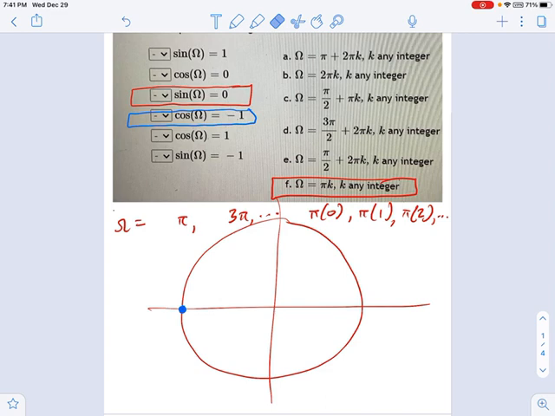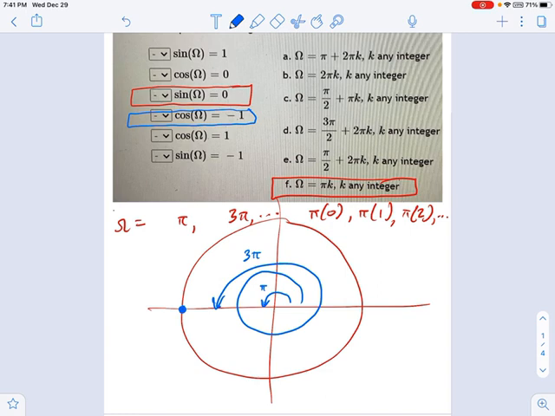Sorry, I said 0, but I didn't mean it. 0 is not a solution. Pi is a solution, 3 pi is a solution, and so on. Basically, every time you go around this circle halfway, pi, 3 pi, and so on. So, which one of these things works here?